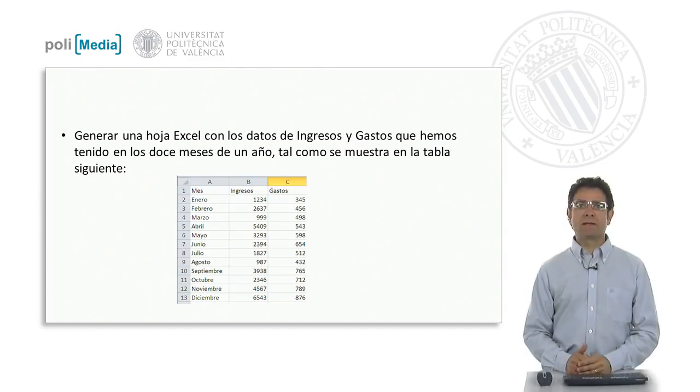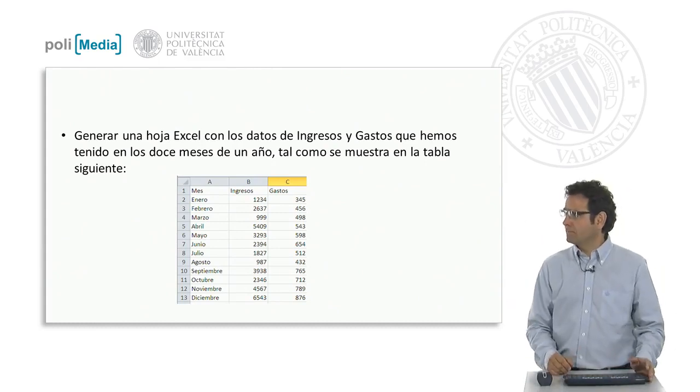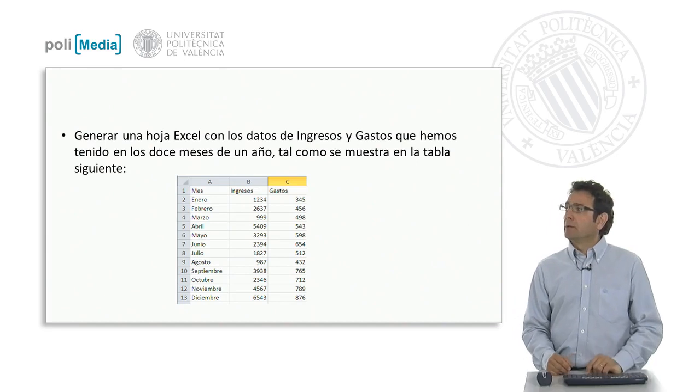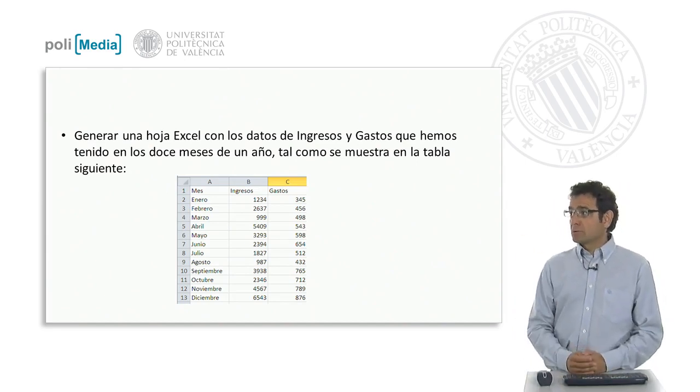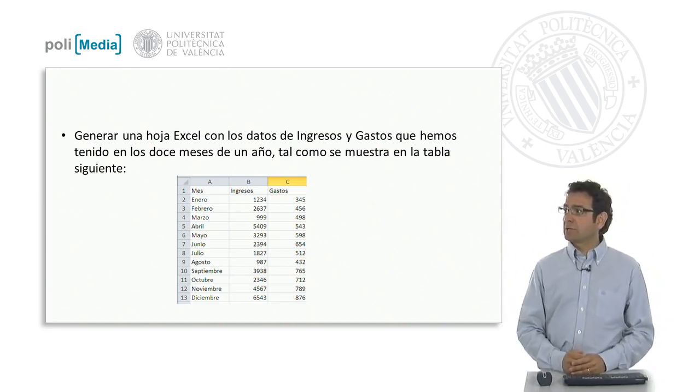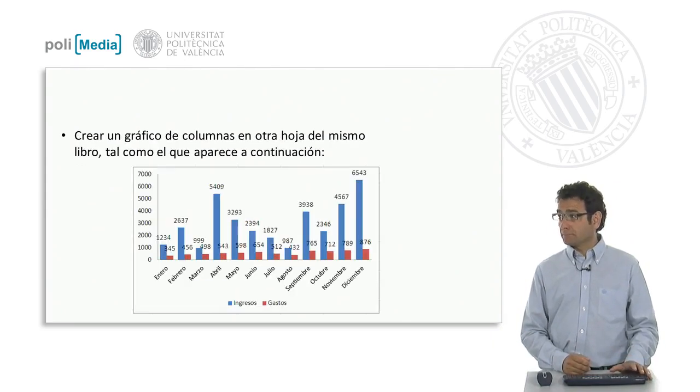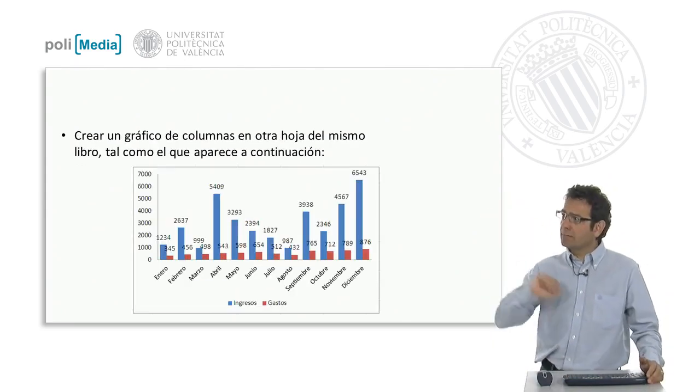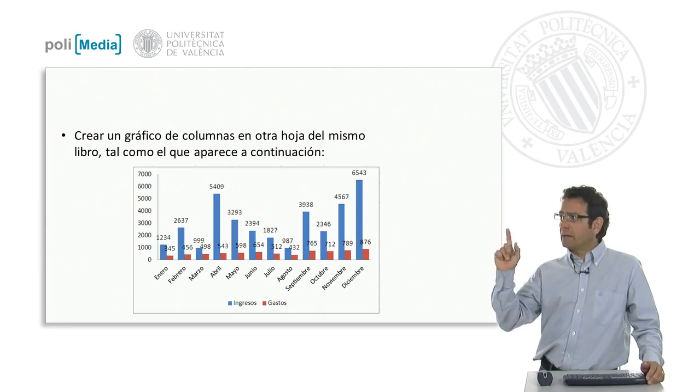They have set us the exercise of generating an Excel spreadsheet with a series of data that we have about income and expenditure. What have we had in the 12 months of the year as shown in table, and it gives us these data. January, February, March, etc. And that asks us to create a bar chart with them.